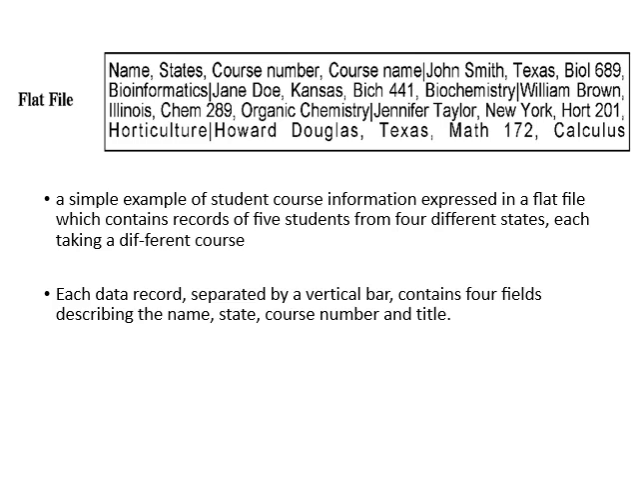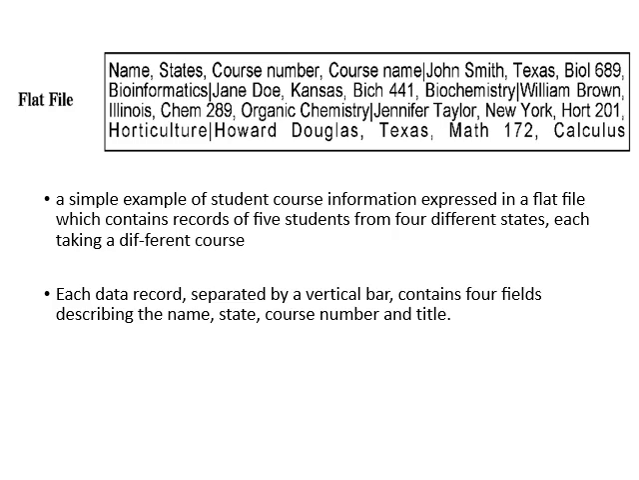So you can see John Smith is the name of the student. The state name is Texas. The course number is Biol 689, and the course name is Bioinformatics. So in this way, the information of all these students is given in a single file called a flat file format. This is a simple example of student course information expressed in a flat file, which contains records of 5 students from 4 different states, each taking a different course.